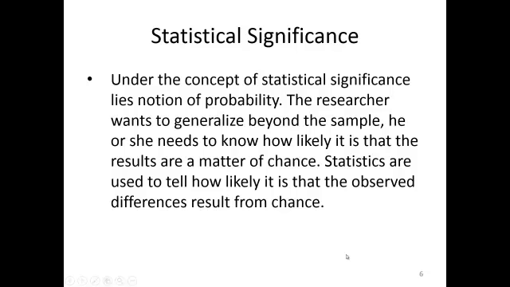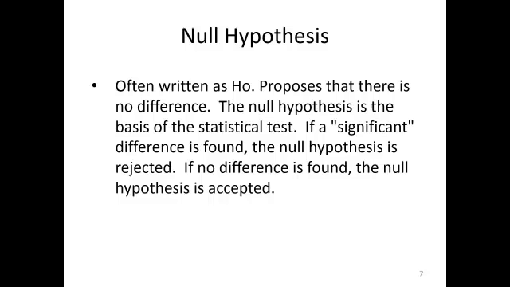So under the concept of statistical significance lies the notion of probability. The researcher wants to generalize beyond the sample. He or she needs to know how likely it is that the results are a matter of chance, and statistics are used to tell how likely it is that the observed differences result from chance. And this is often written as H0 for null hypothesis.